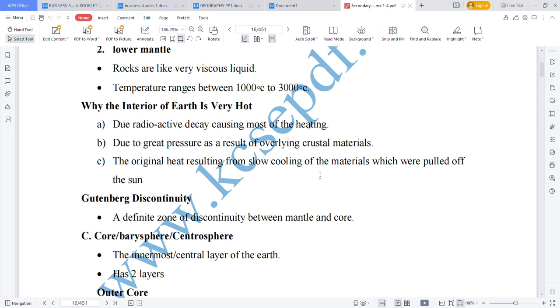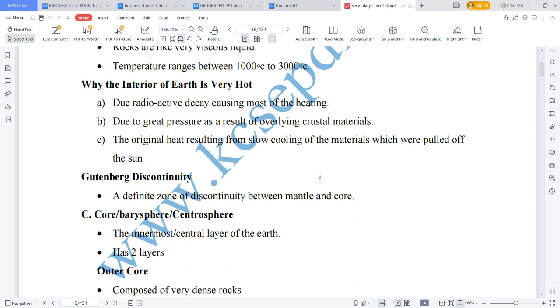The first one is due to radioactive decay causing most of the heating. Another one is due to great pressure as a result of overlying crustal materials. Then the last one is the original heat resulting from slow cooling of the materials which were pulled off the sun. So those are the reasons why the interior of the Earth is very hot.